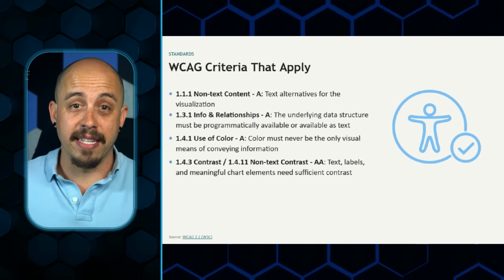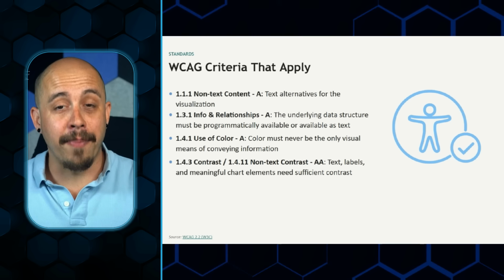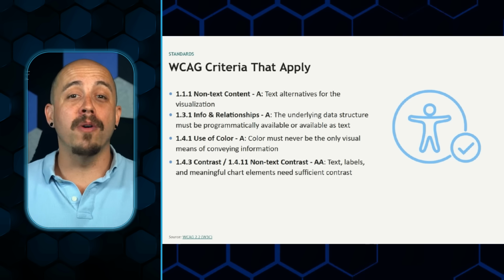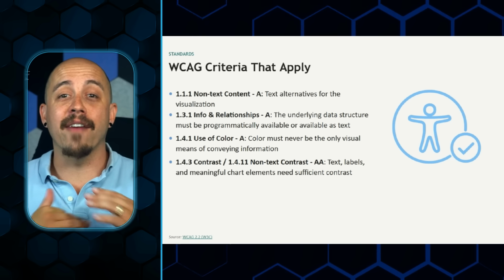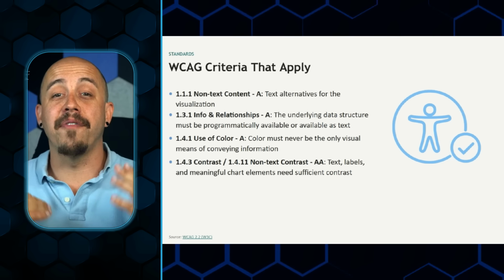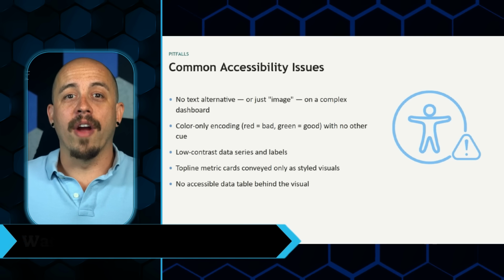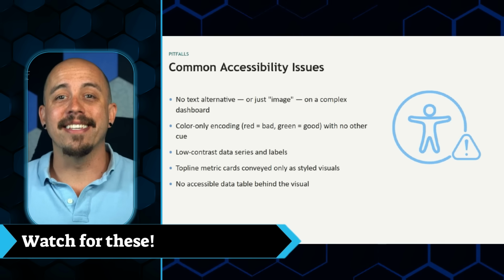Memorize those 4 families: text alternative, color independence, contrast, and exposed structure. Those 4 recur in every single deck in this series because they're the foundation of perceivable content. All right, here are the 5 issues that I find again and again.